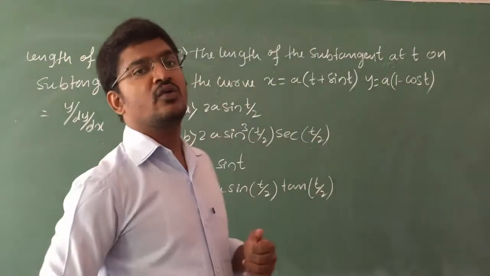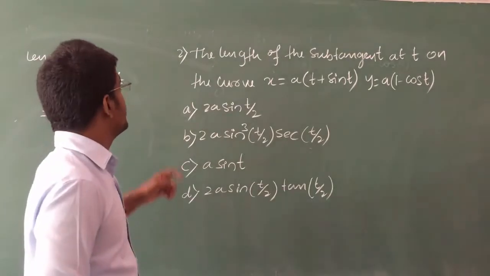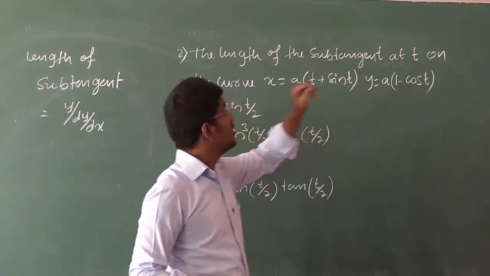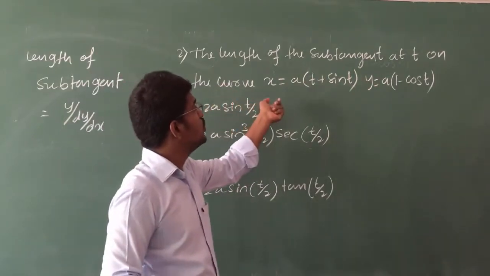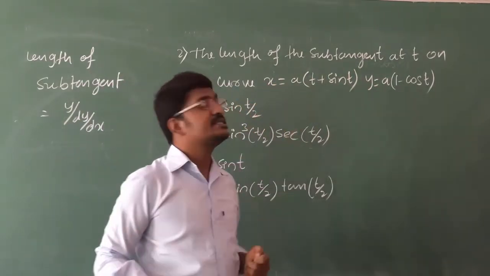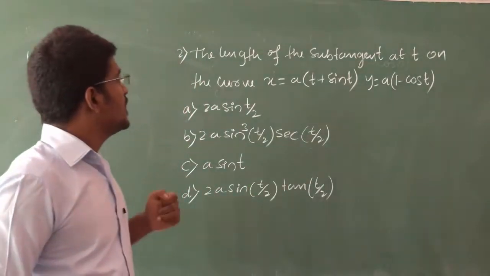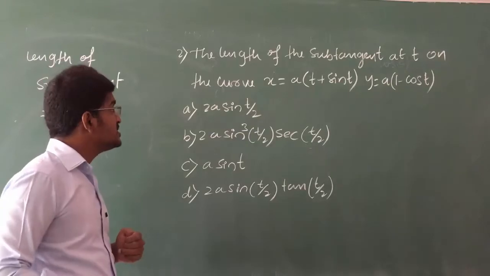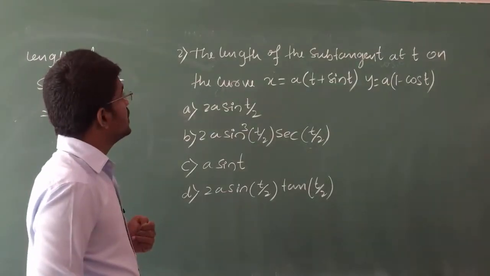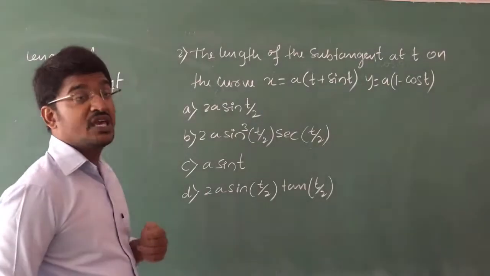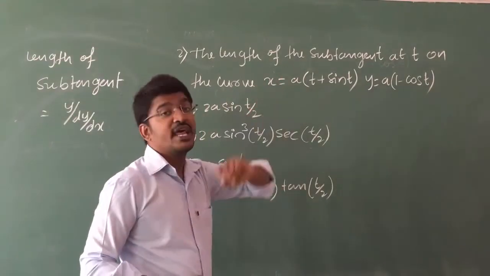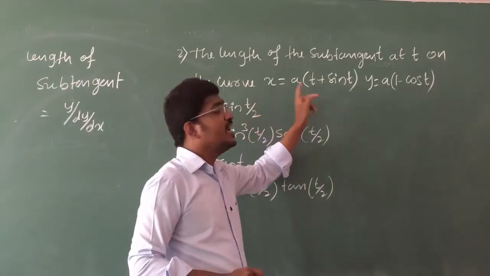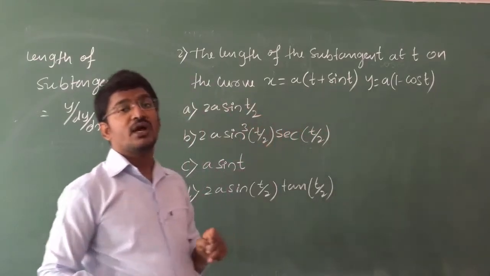Let us see what they are asking in the second problem. The length of the subtangent at t on the curve x equals a times (t plus sin t), y equals a times (1 minus cos t). That means they are asking the length of the subtangent at the point t when x is equal to a(t plus sin t), y equal to a(1 minus cos t).